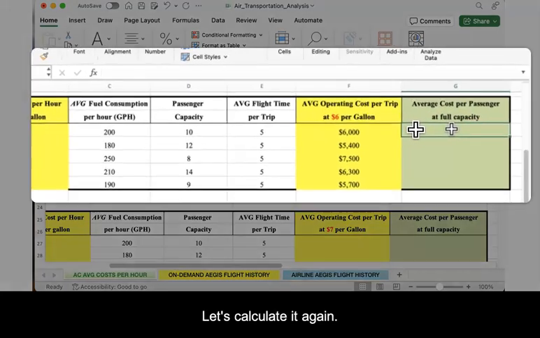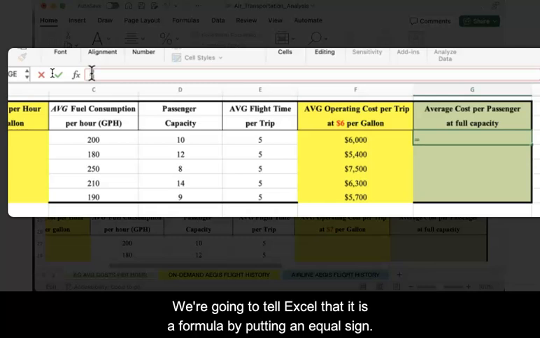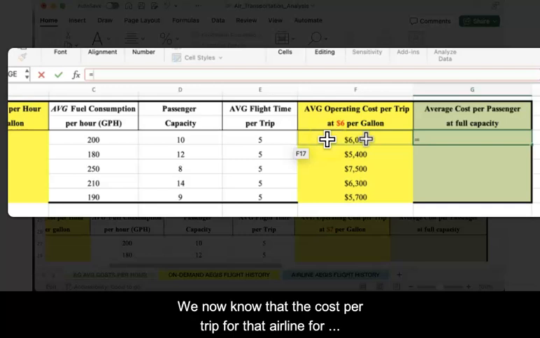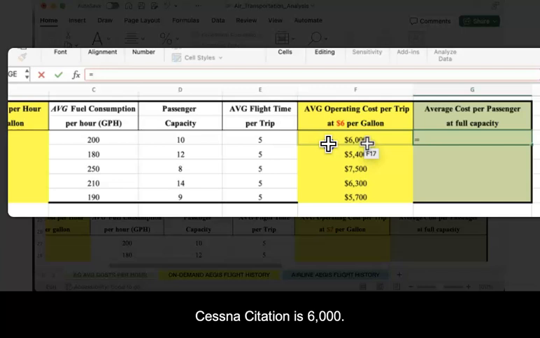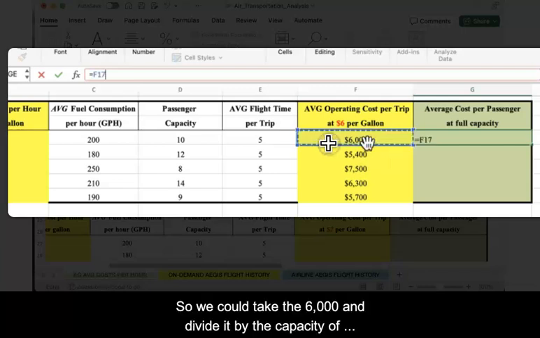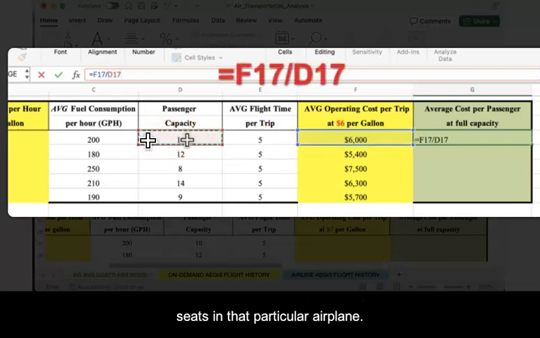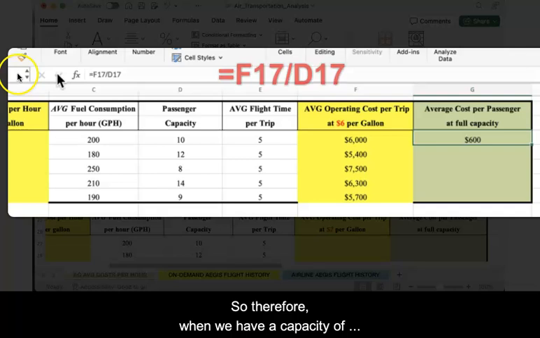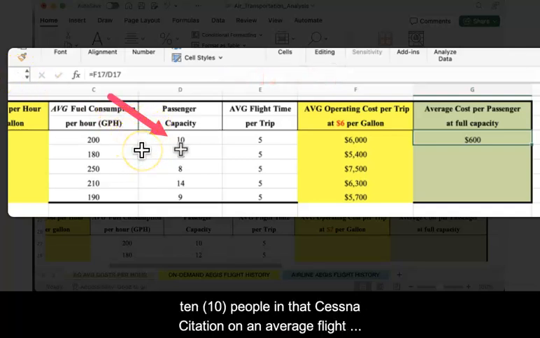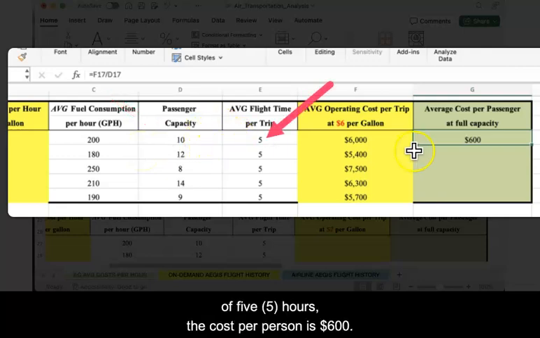Let's calculate it. Again, we're going to tell Excel that it is a formula by putting an equal sign. We now know that the cost per trip for the Cessna Citation is $6,000. So we can take the $6,000 and divide it by the capacity of seats in that particular airplane. So therefore, when we have a capacity of 10 people in that Cessna Citation on an average flight of 5 hours, the cost per person is $600.